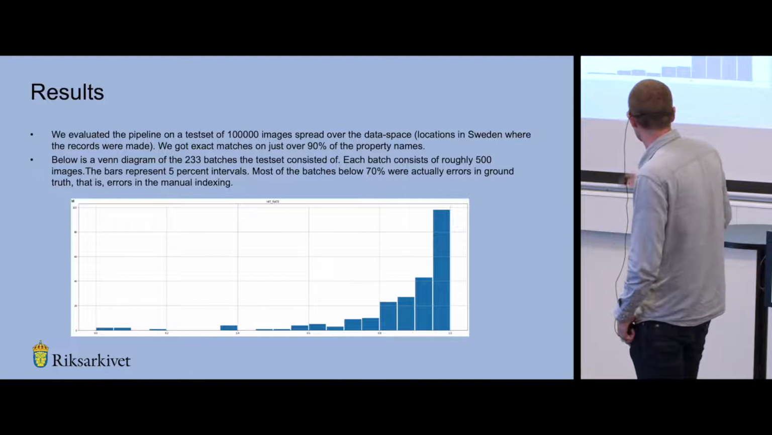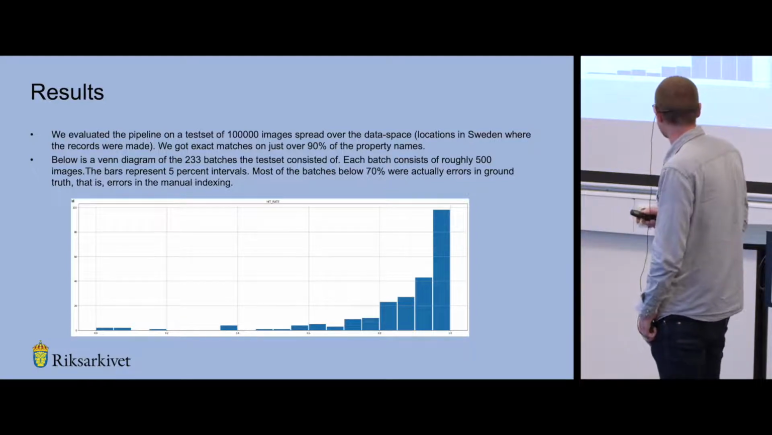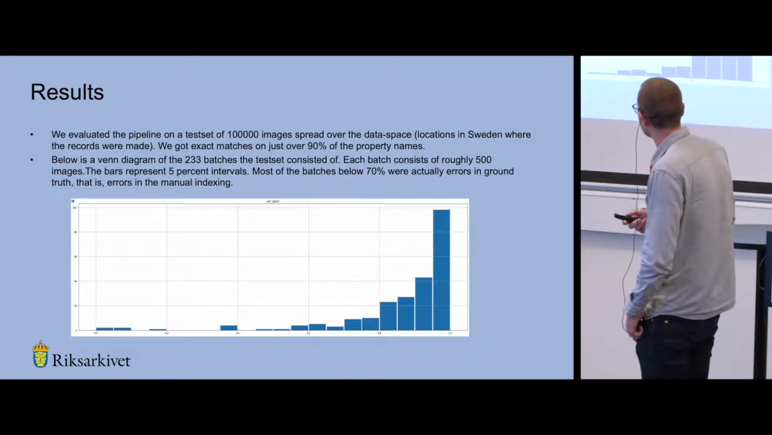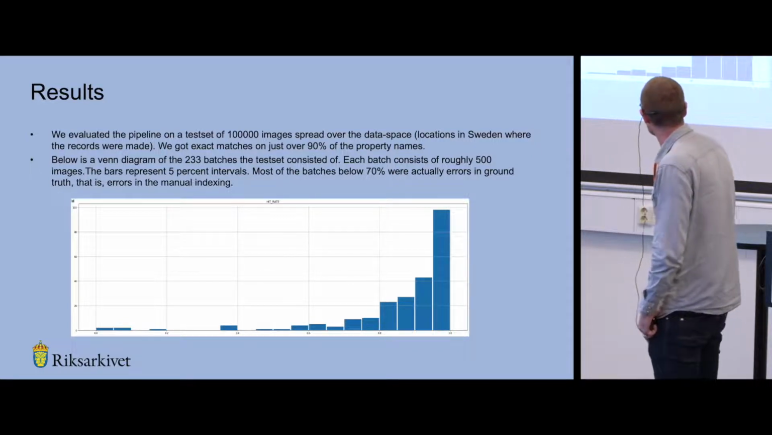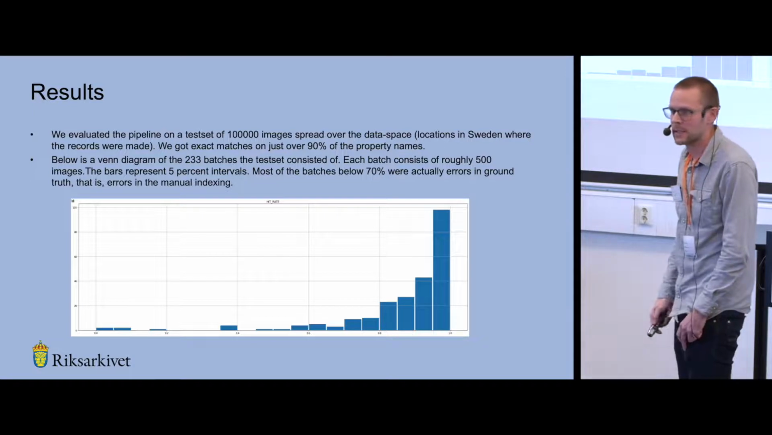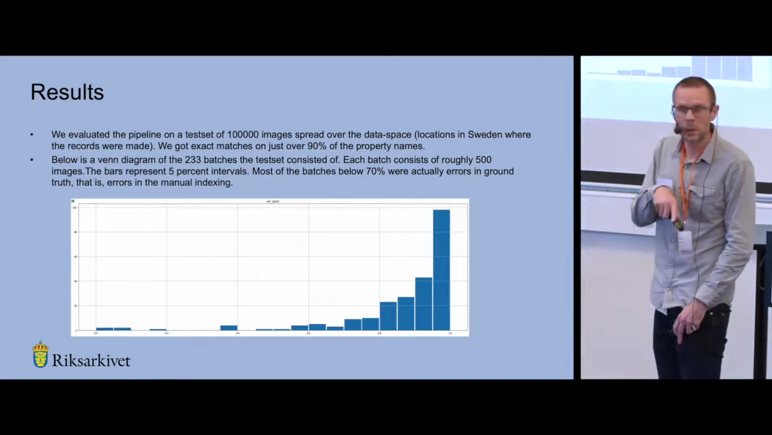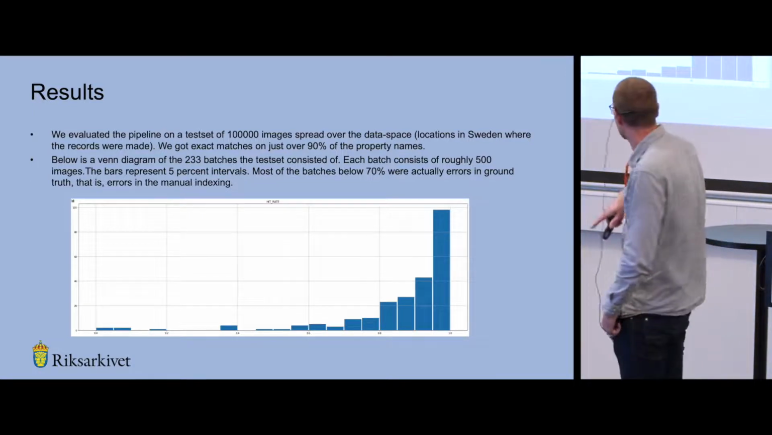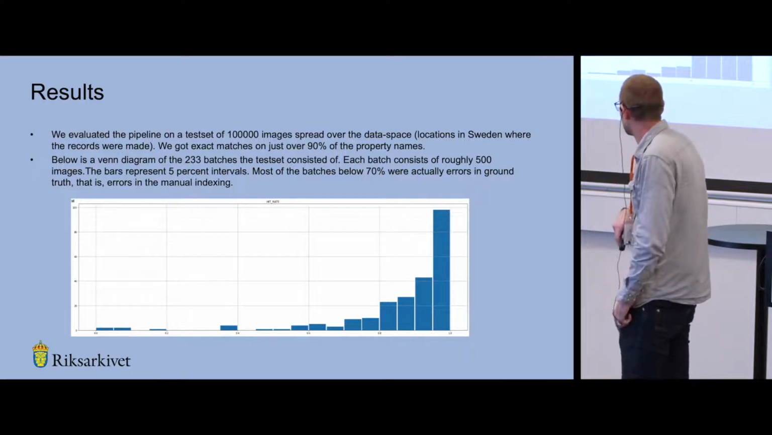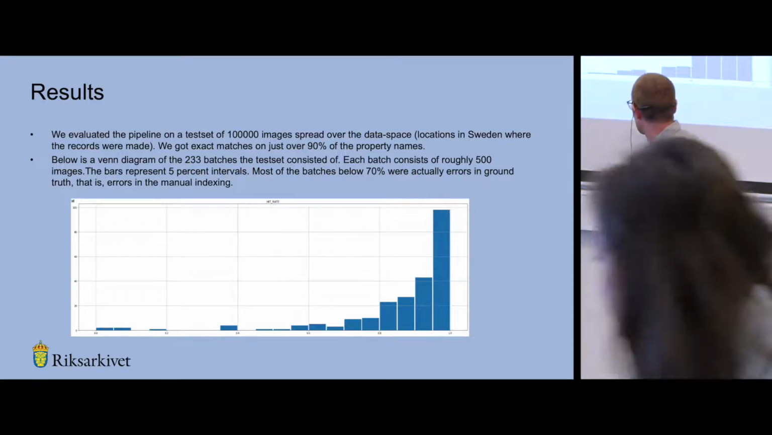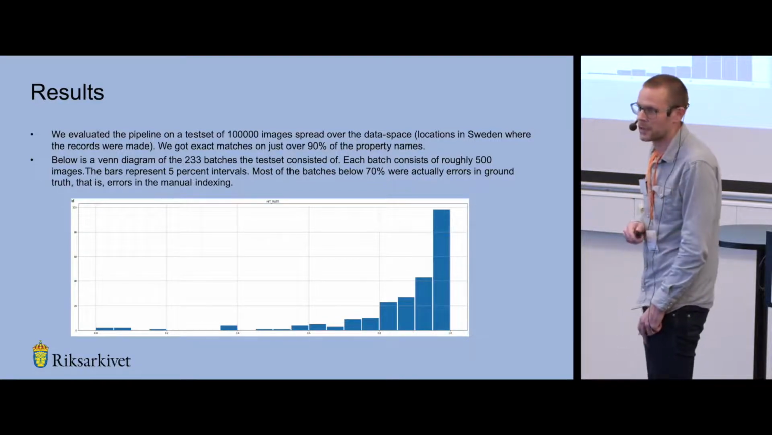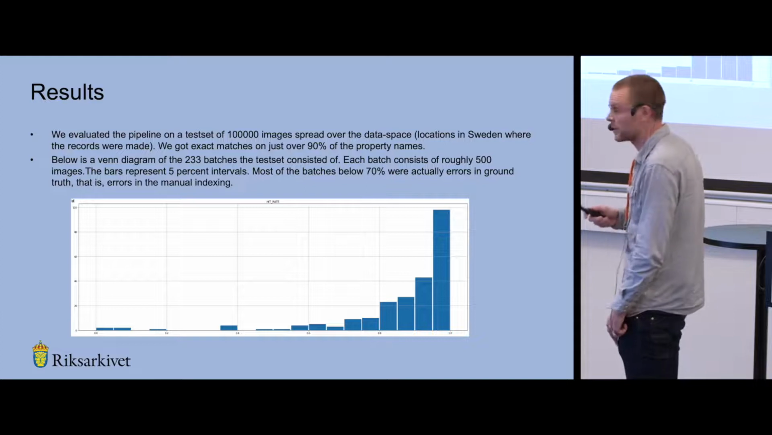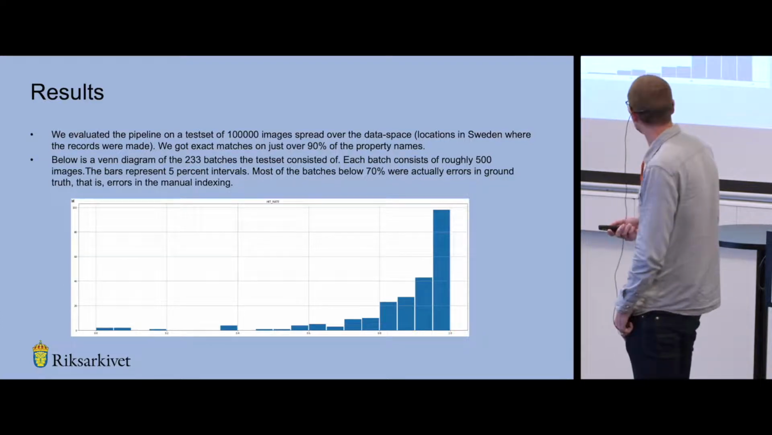Results then. I'm sorry about the ugly MATLAB Venn diagram, but I'll explain it. We evaluated the pipeline on a test set of 100,000 images spread over the data space. And the data space were locations in Sweden where the property records were made. And we got exact matches on just over 90% of the property names with a very low false positive rate.